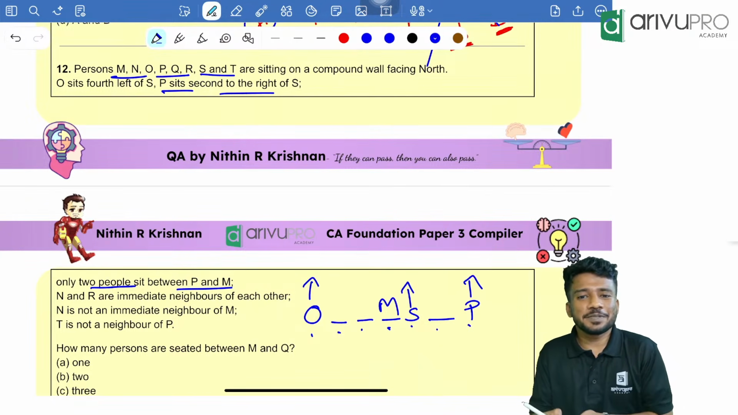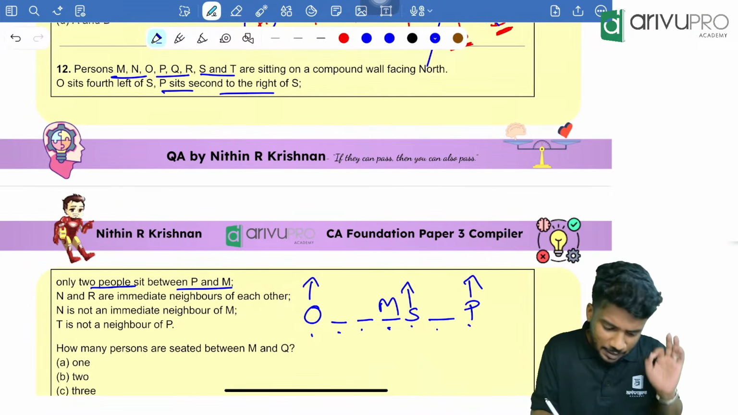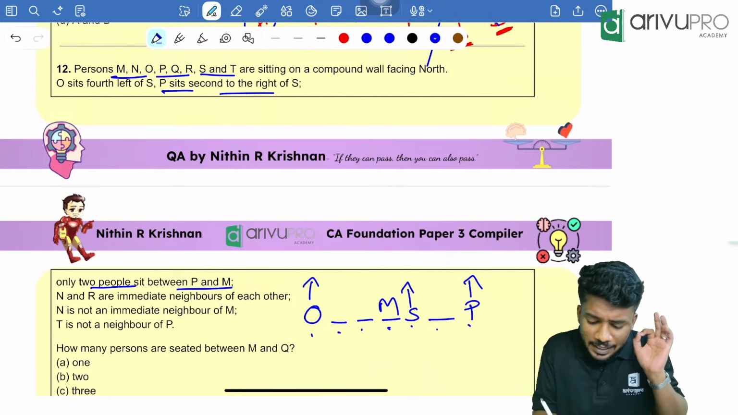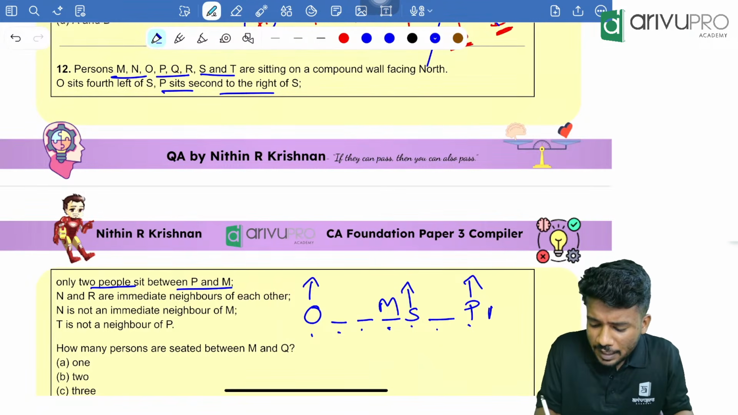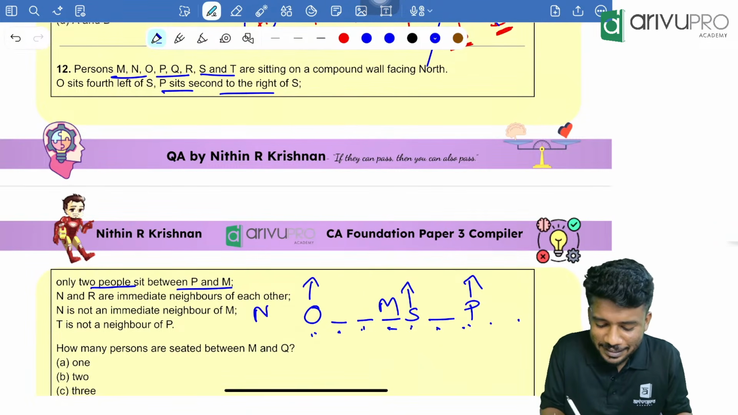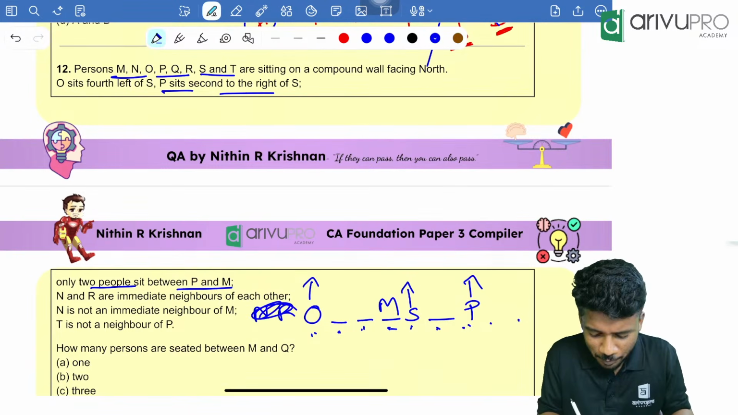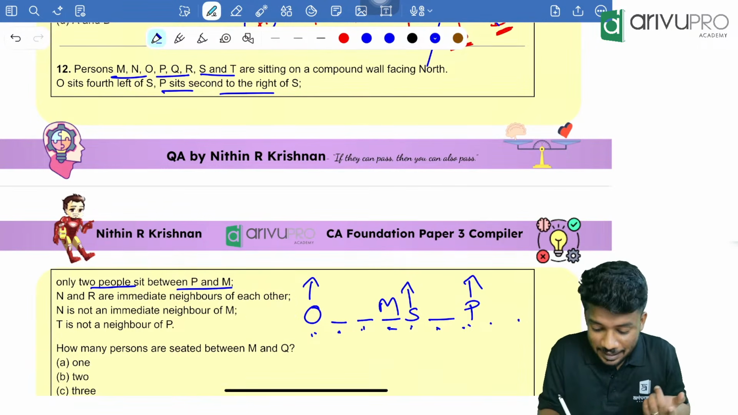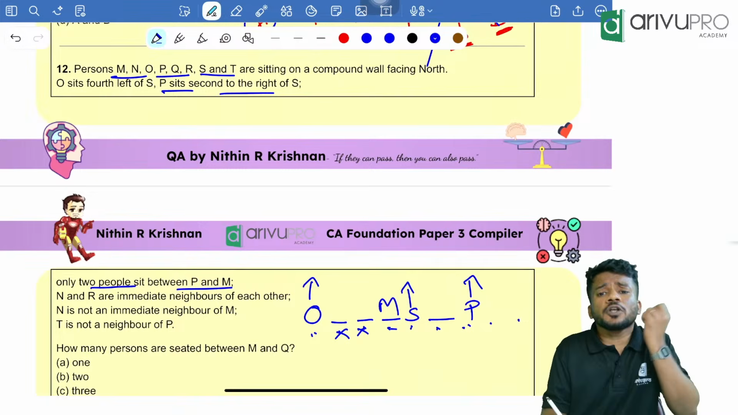Only 2 people sit between M and N. Then what? N and R are immediate neighbors of each other. Can I write N and R over here? 1, 2, 3, 4, 5, 6, 7, 8, 9. That is not possible. Can I write N and R over here? That is also not possible. So where can I write N and R? In this gap.